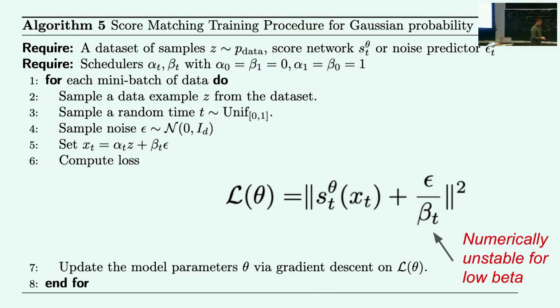Can we avoid having to learn both the score function and the vector field? Yes, I'll get to that in a second. So the question is, can we avoid learning both of them? And the answer is yes, for the specific case of Gaussian paths. There is a specific case where you don't have to do this, and I'll discuss it.